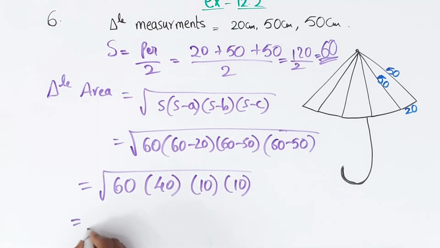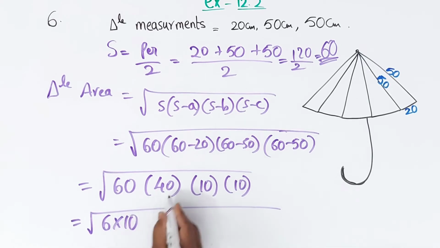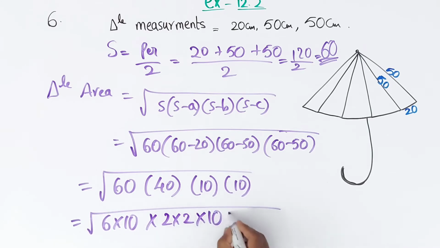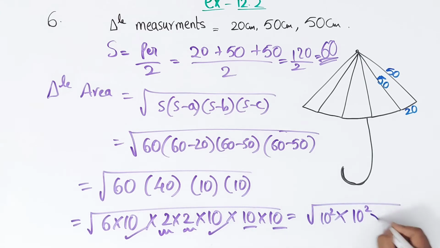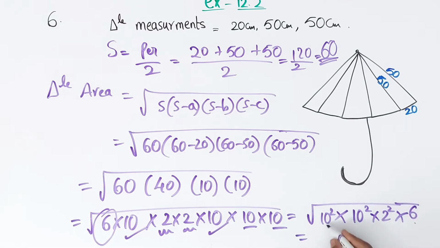This equals root of 6 into 10, children. Here 40, I am writing 2 into 2, that is 4 into 10. Again here 2 tens, 10 into 10. Right, children? Now see, 2 tens here, that means root of 10 square into again 2 tens here, 10 square, 2's here. Right, children? 2 square into only 6 inside. Right? So this equals 10 square, and square and square root will get cancelled. 10 outside and again 10 outside. 2 also outside, children. So only root 6 is here.